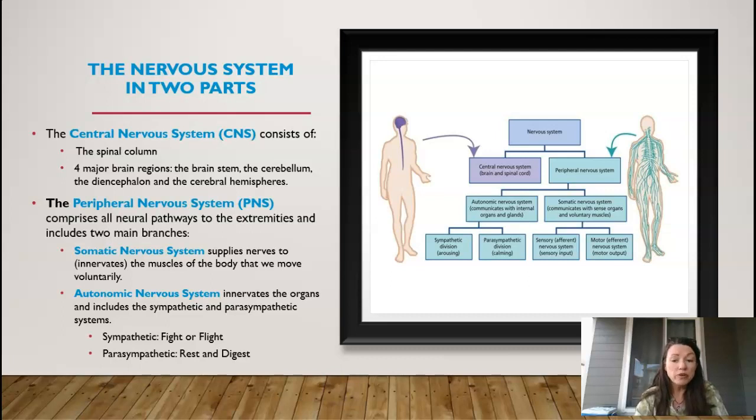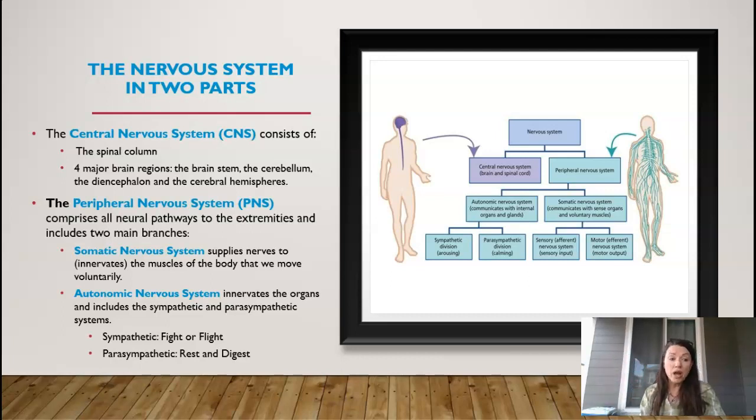Then we have the peripheral nervous system. So it's on the periphery. It's not part of the brain and the brainstem exactly, the spinal column, but it is all the neural pathways that go to the extremities of your body. So that go into your arms, in through your organs, in through your legs. The somatic nervous system supplies nerves to, or innervates, so it excites the nerves in the muscles of the body that we move voluntarily. So if I want to move my arm to pick up my cup, the somatic nervous system is going to get those muscles of the body to move and do what I want them to do.